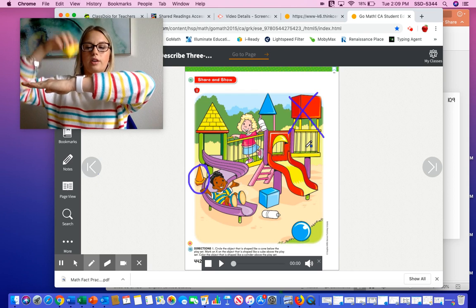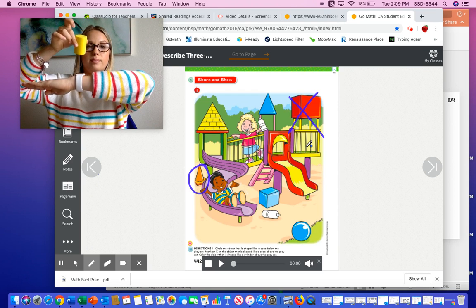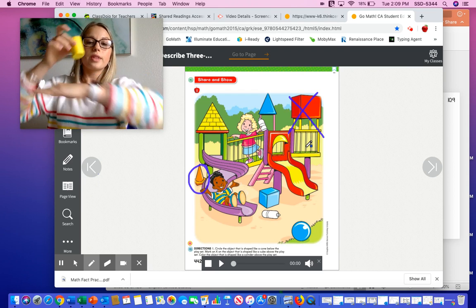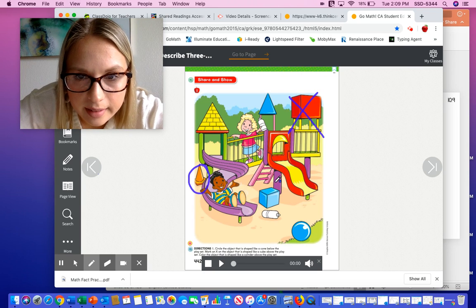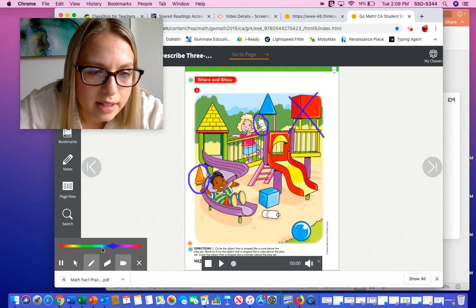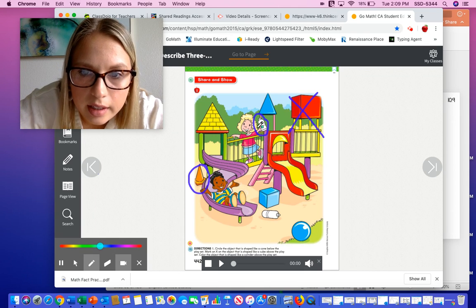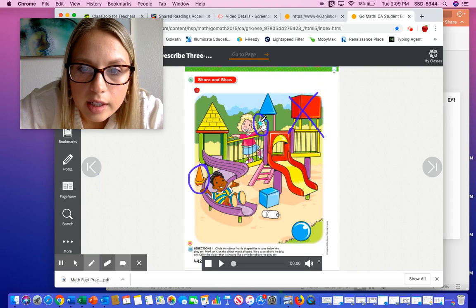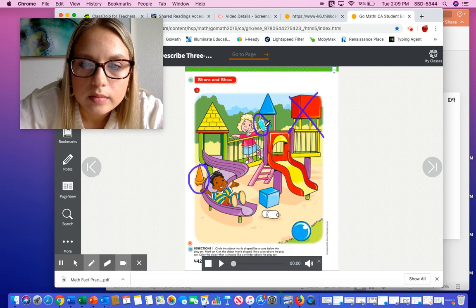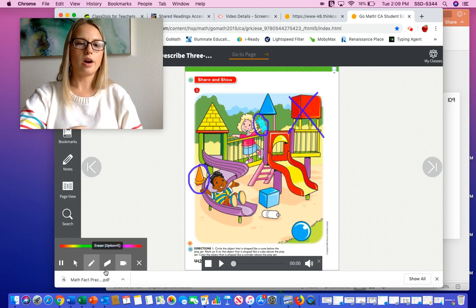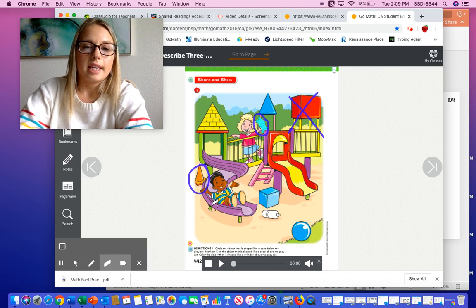Here's a playset looking for something above that is shaped like this. Did you find anything? Oh, right here. Good. Go ahead and circle it. And you can use any crayons you have at home and you can color it in. So I'm going to try to color it in. All right. Good job.